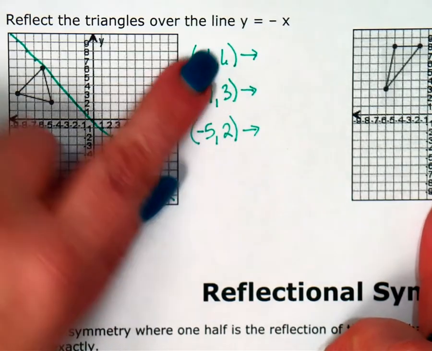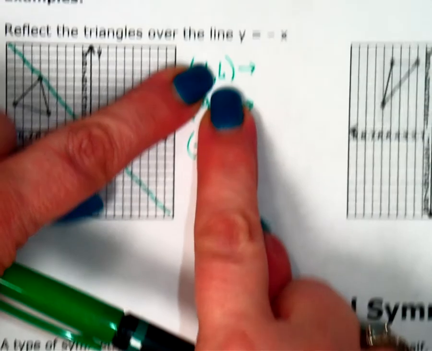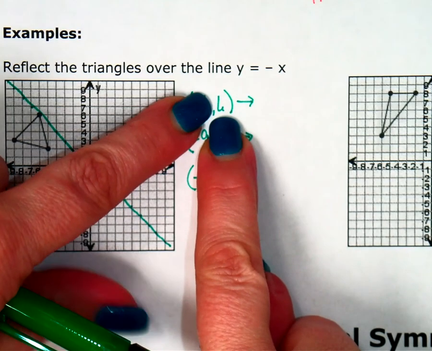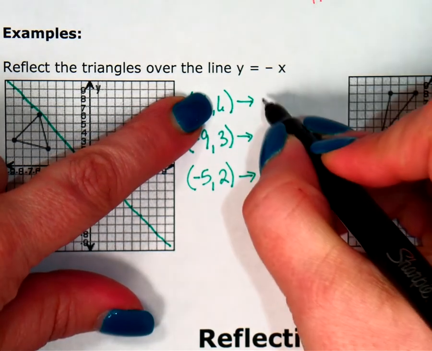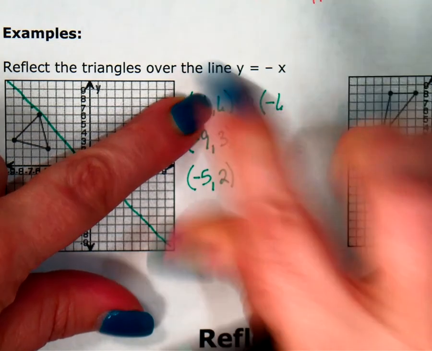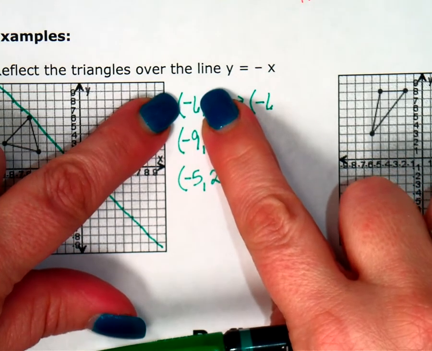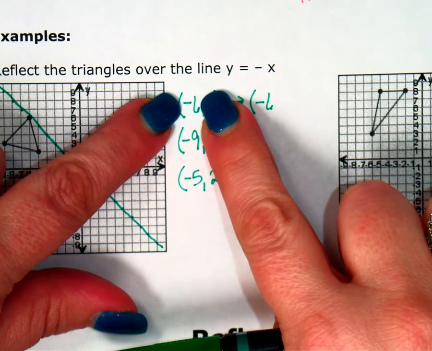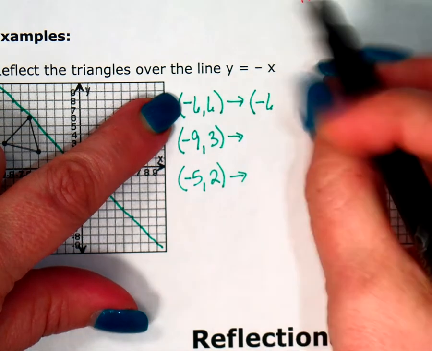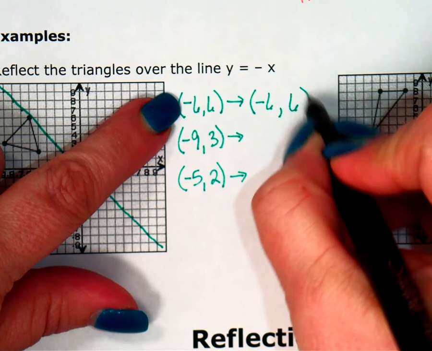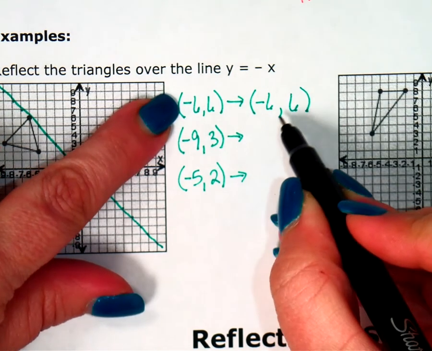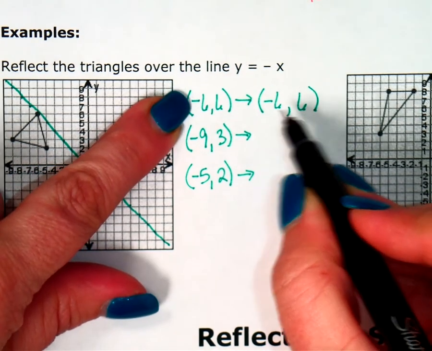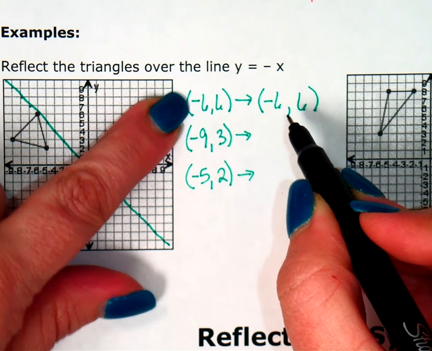So my y value for my first point was 6. The opposite of 6 is negative 6. Then I look at my x value, which is negative 6. The opposite of negative 6 is positive 6. And I know that gave me the same answer, but that doesn't always happen, and we'll talk about why that turned out to be the same here in just a moment.